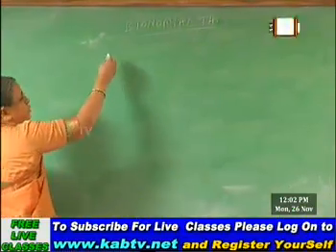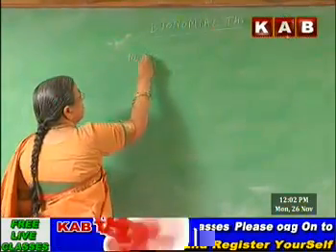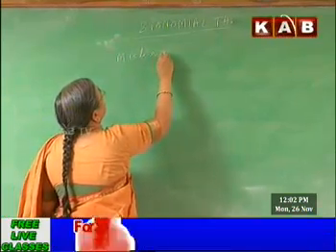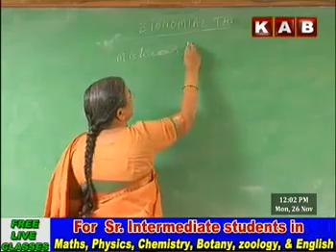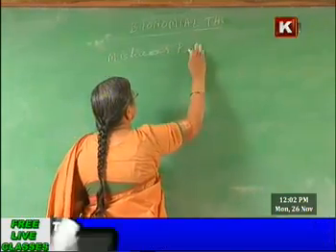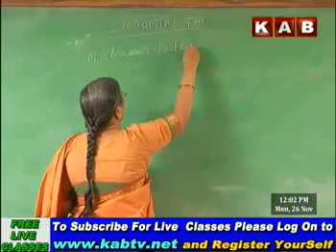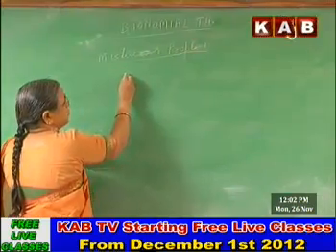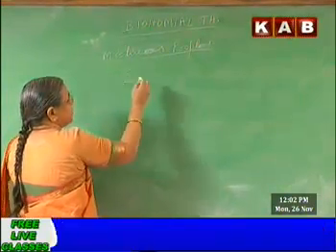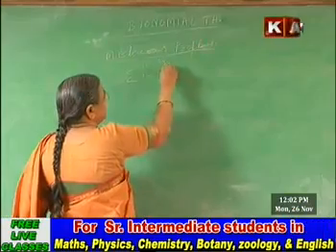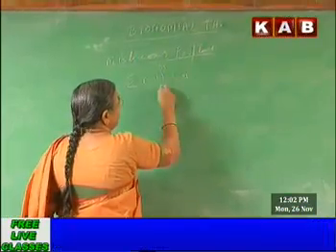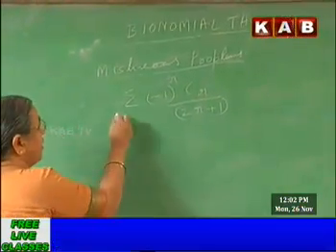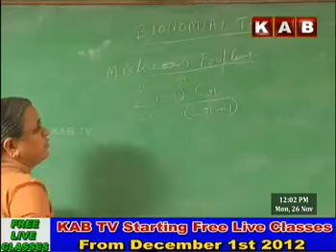Now some miscellaneous problems. Miscellaneous problems, some solved problems. Sigma minus 1 to the power of r nCr by 2r plus 1, r runs from 0 to n.